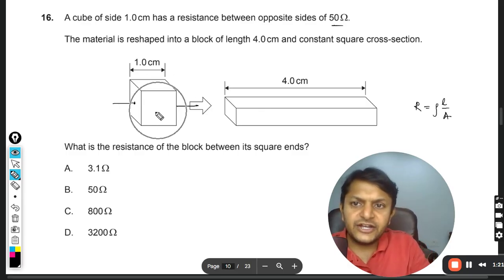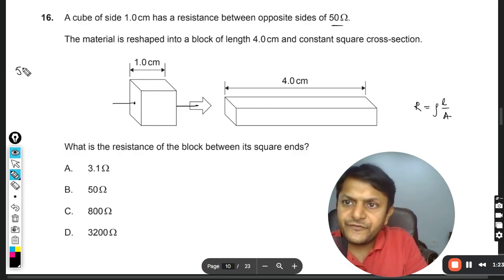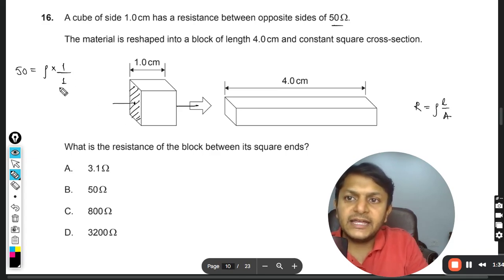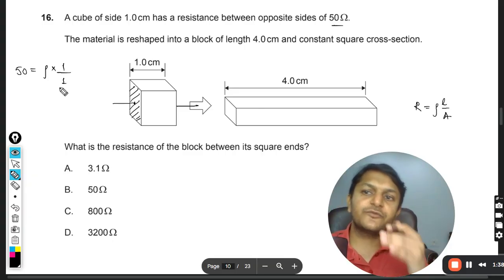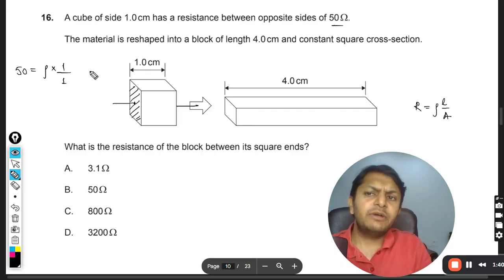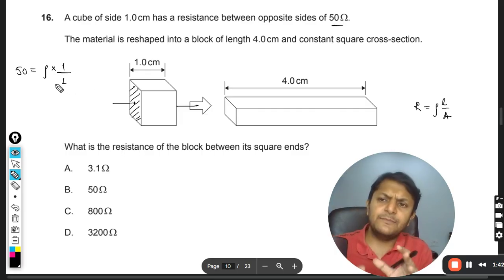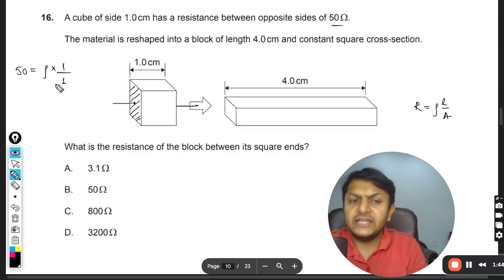So the resistance here, 50 ohms, is equal to resistivity, and the length will be taken as 1 centimeter, and the cross sectional area will be 1 into 1, and even that will be 1. I'm not converting it into meters. Of course it will give a different value, but in terms of the same units, we can use rho as 50.